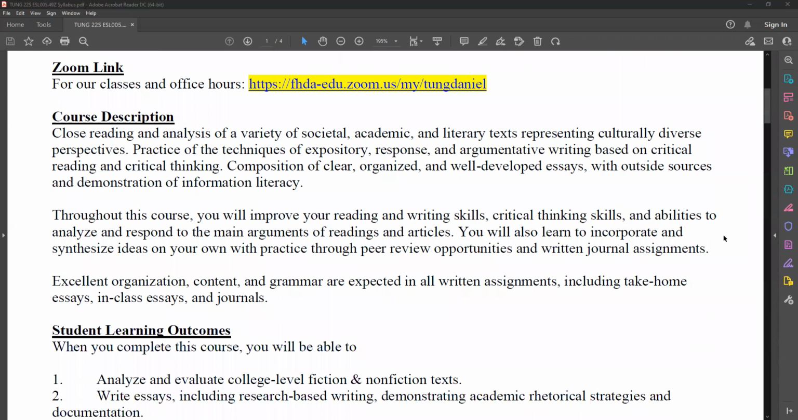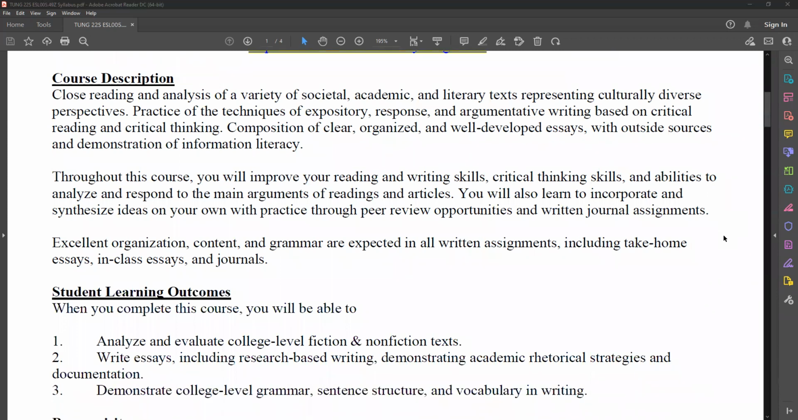All right, course description. This is going to be close reading and analysis of a variety of societal, academic, and literary texts representing culturally diverse perspectives, practice of the techniques of expository, response, and argumentative writing based on critical reading and critical thinking, composition of clear, organized, and well-developed essays with outside sources and demonstration of information literacy.